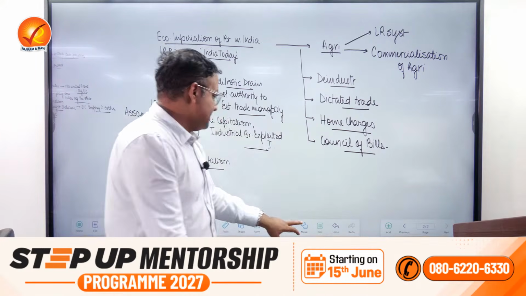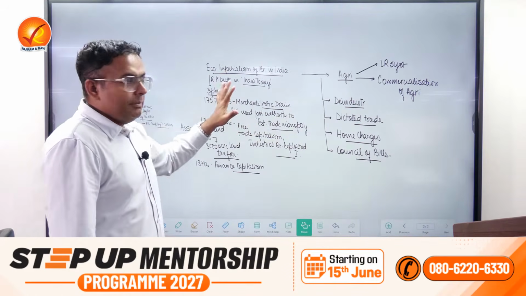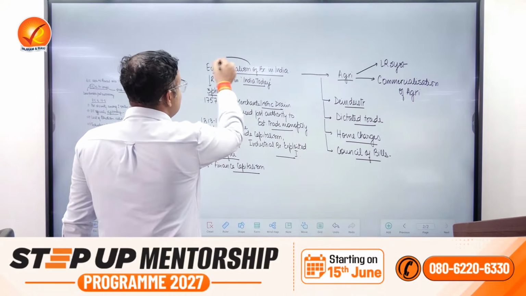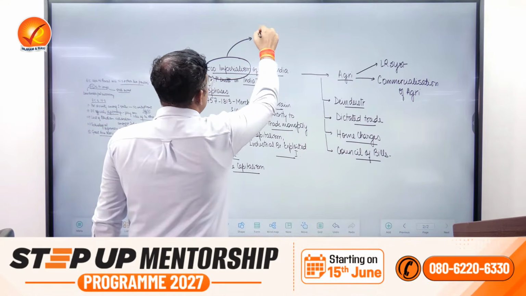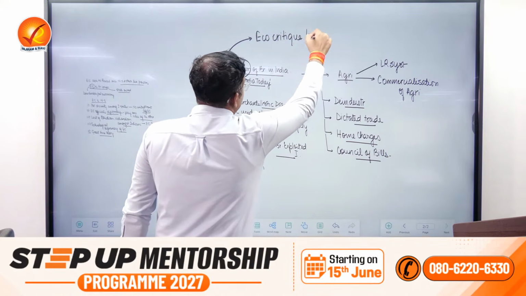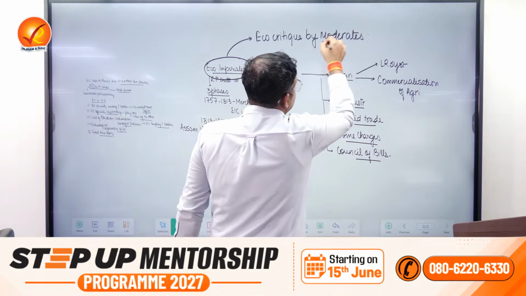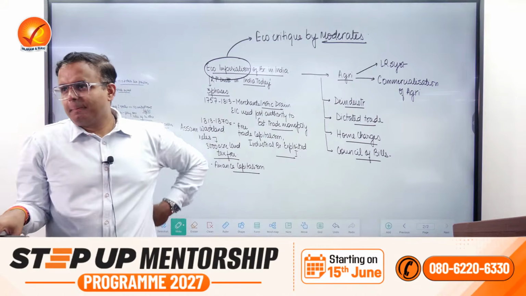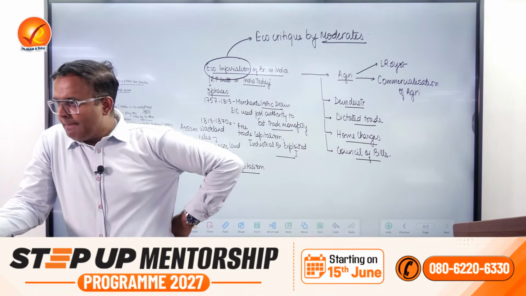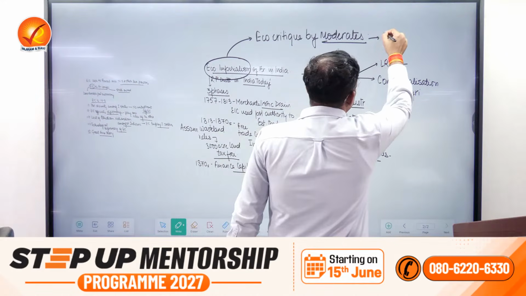So you must understand that these are the many ways by which we find that the British were exploiting us economically, and this economic imperialism was the basis of economic critique. By whom? Moderates. यही है ना जी. This was the economic critique. And this economic critique by moderates contributed to economic nationalism.